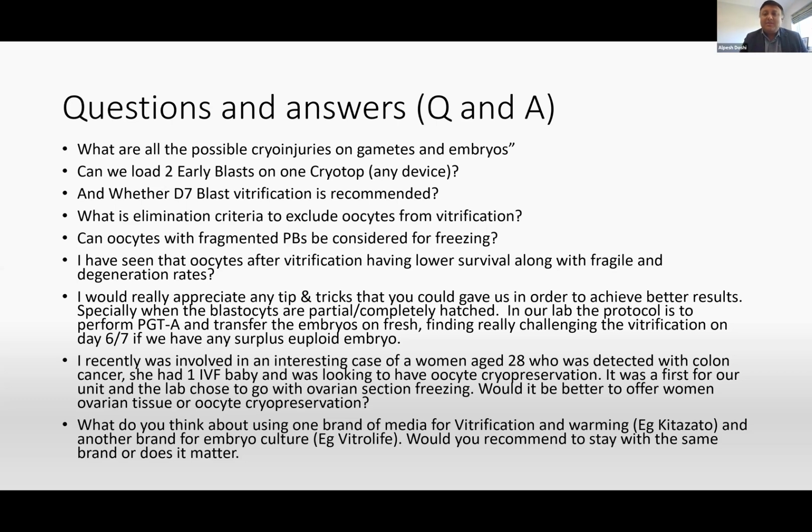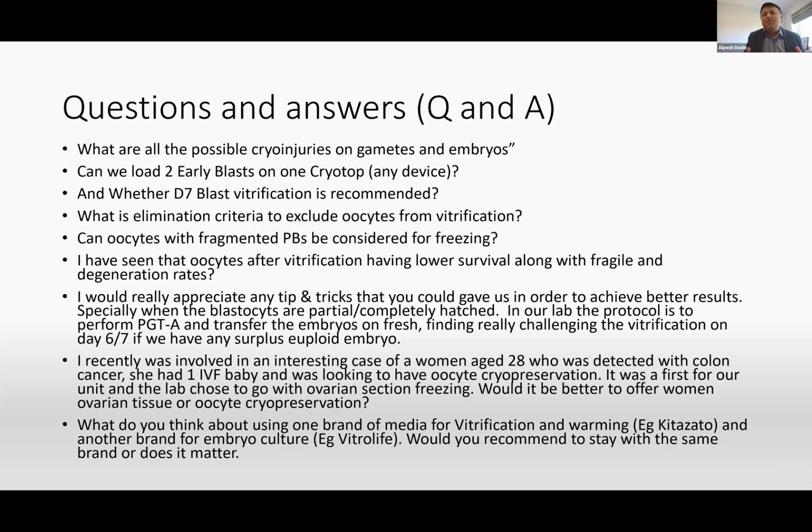So in my lab, I use Sage one-step media to culture the embryos, and I use the Kitazato to freeze and thaw. So you don't really need to worry. Yes, because during the culturing system, the osmolarity and the pH and temperature are very, very important. But when you're freezing, essentially you're creating a big osmotic shift anyway.